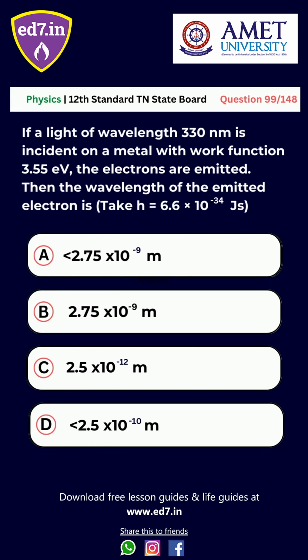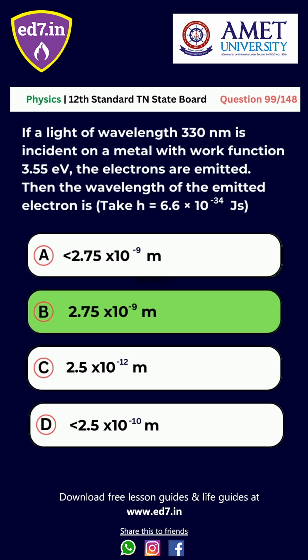Question number 99. If light of wavelength 330 nm is incident on a metal with a work function 3.55 eV, the electrons are emitted. The wavelength of the emitted electron is (take h equal to 6.6 into 10 power minus 34 Js): option A, less than 2.75 into 10 power minus 9 m; B, 2.75 into 10 power minus 9 m; C, 2.5 into 10 power minus 12 m; D, less than 2.5 into 10 power minus 10 m. The right answer is option B, 2.75 into 10 power minus 9 m.